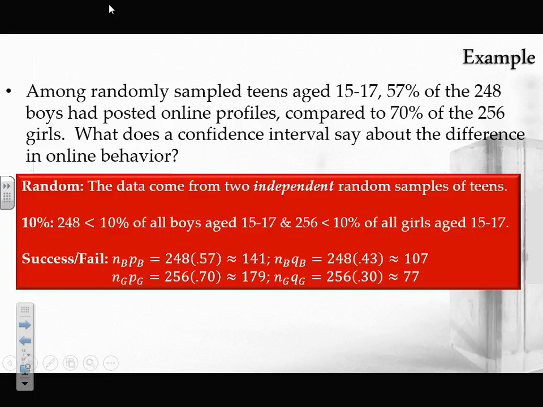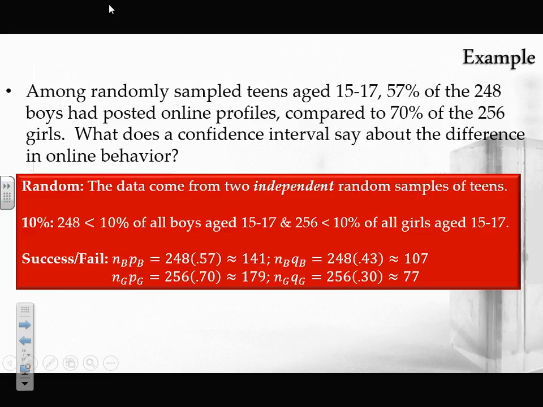Now the other thing, and this is one again, some of you guys missed points on this last test, was when you do N times P, in a lot of problems, when they tell you, like in this problem, if they had said 141 of the 248 boys had online profiles, that 141 is your NP. So I had some of you guys calculating P, multiplying it by N, and then giving a decimal answer when we know how many there actually were. So you got to pay close attention to the problem. If they give you NP, that is your NP. You don't have to actually calculate it.